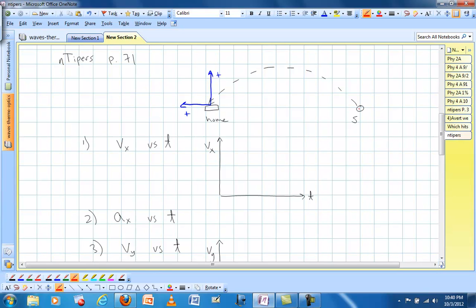The ball starts out, it has a certain velocity in the x direction. On the way up, it has the same velocity in the x direction. At the top of its peak, it has the same velocity in the x direction. That never changes. So the velocity in the x direction is constant, and it's always positive. So that corresponds to A.